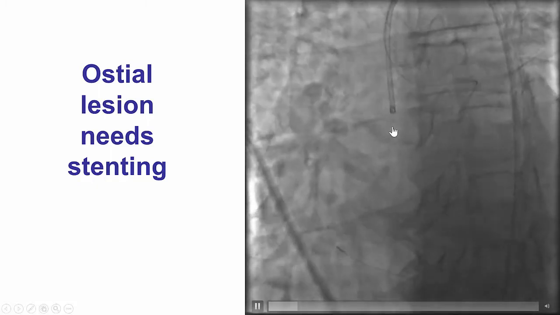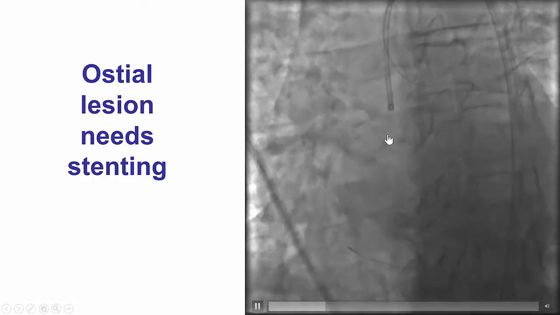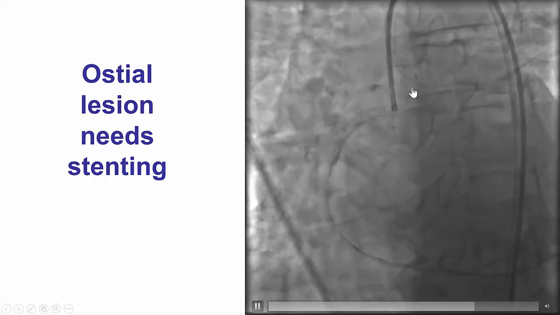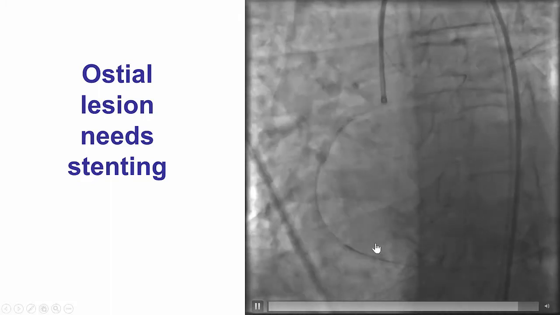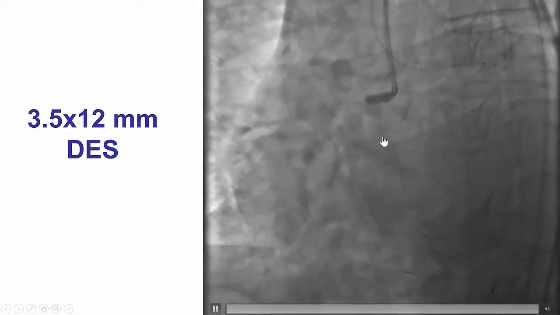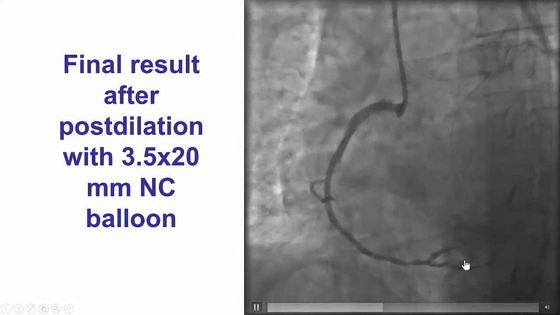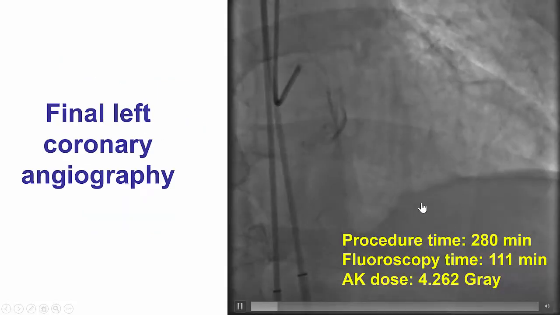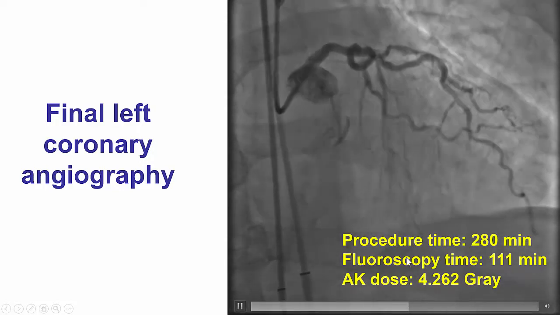After that, we were able to advance another antegrade catheter. We performed stenting of the ostial lesion, and then deployed another 3.5 by 12 mm stent and got a nice final result with restoration of TIMI 3 flow, and no injury of the left system on injection on the left side.